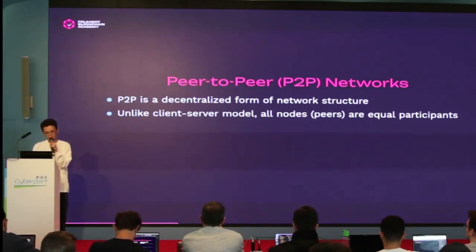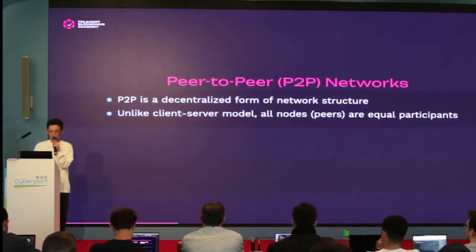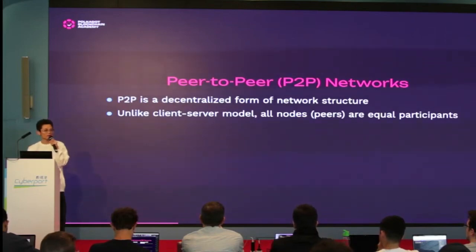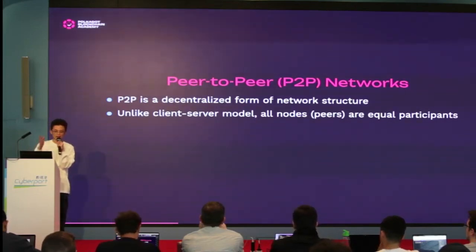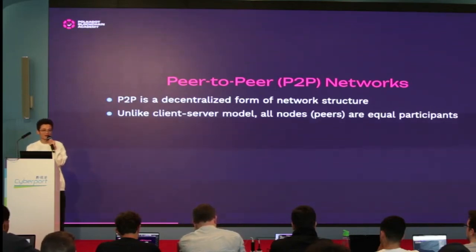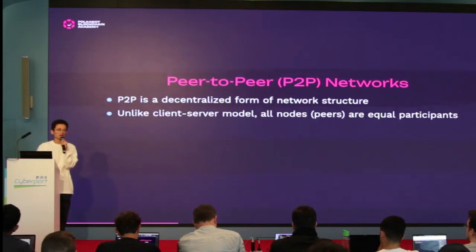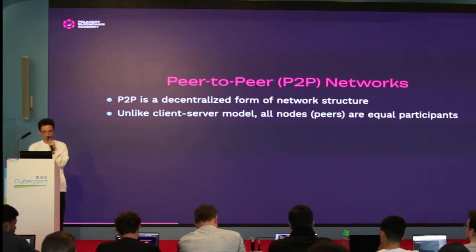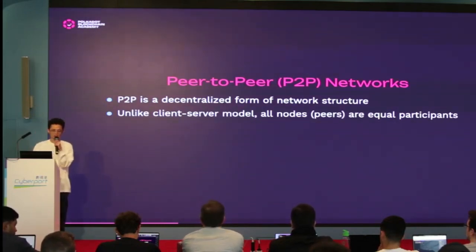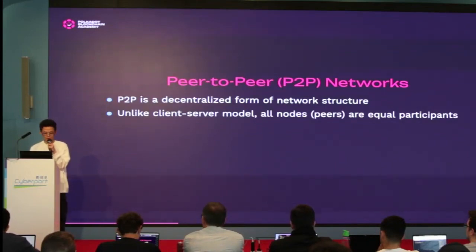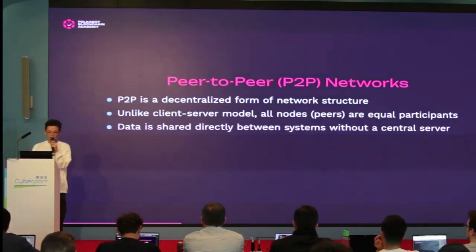In a peer-to-peer network or model, all the nodes are equal participants. It means when you are using your mobile phone as the end device, you are a client and you are also a server. You can act as a middle node to transmit the packets sent by others, and also you can act as a sender, that is, the client. You can also send packets to others, and other users can be regarded as the nodes in the middle. The data is shared directly between the systems without a central server.